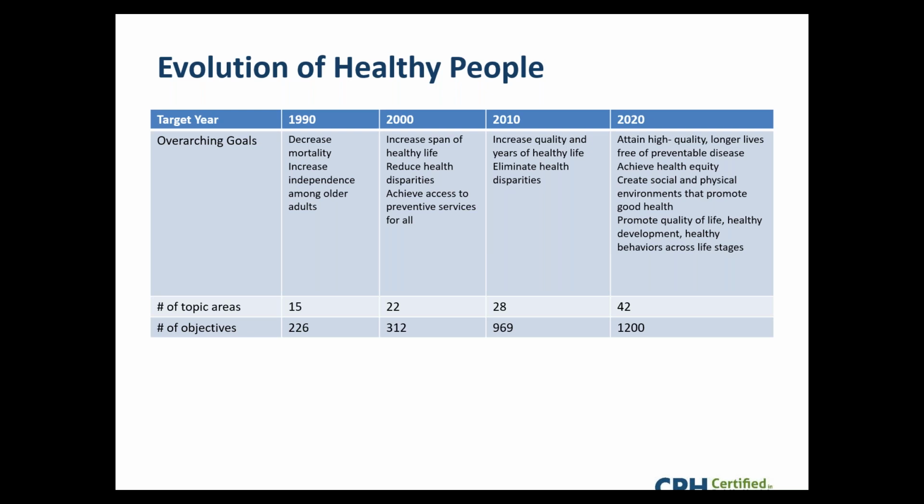The 2020 objectives, I meant to say 2010 before, the 2020 objectives, which were now coming to a close, and we're working on the 2030 objectives, almost triple the number of topic areas from 1990 and 6 times the number of objectives, 1,200 objectives, and a much more comprehensive overarching goal: attaining high quality, longer lives free of preventable disease, achieving health equity, creating social and physical environments that promote health, and promoting quality of life, healthy development, and healthy behaviors across all life stages. So you can see how our thinking has evolved.